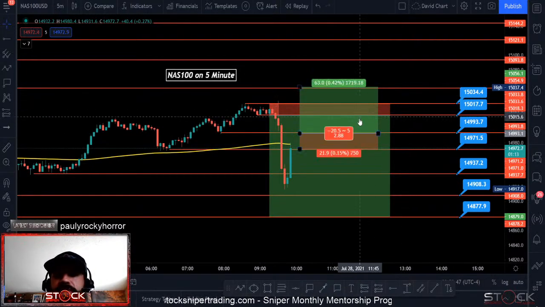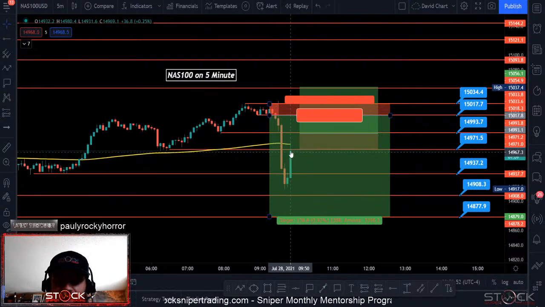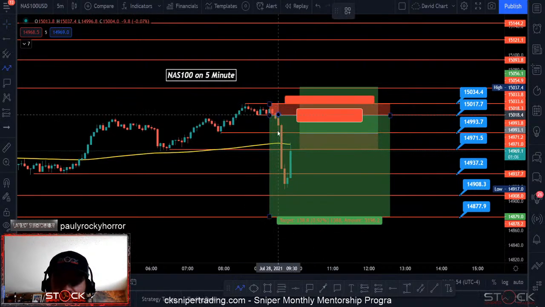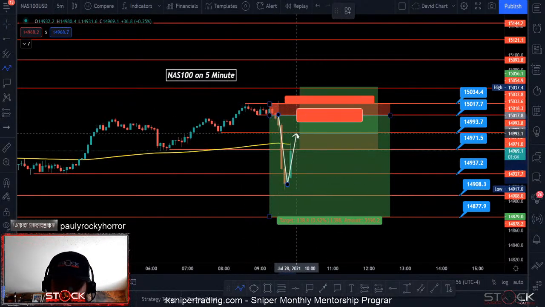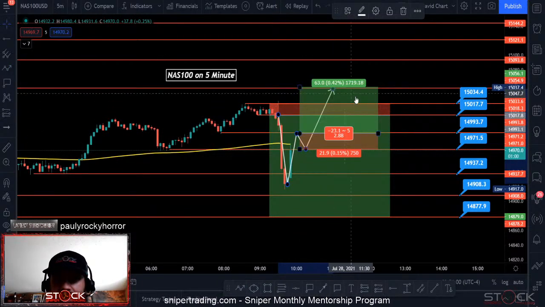if you're still in the sell and you're still holding it, that's totally fine. But look, guys, what I'm looking for here is this: it shoots down, shoots up here, gets rejected, and then it's going to be a continuation.